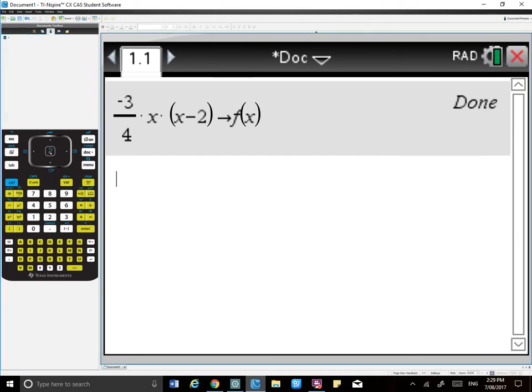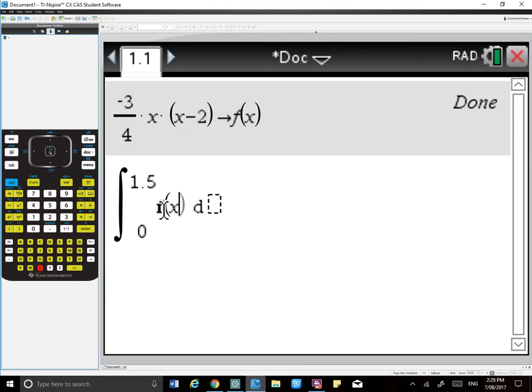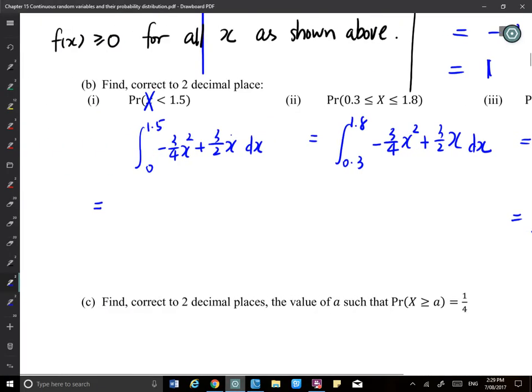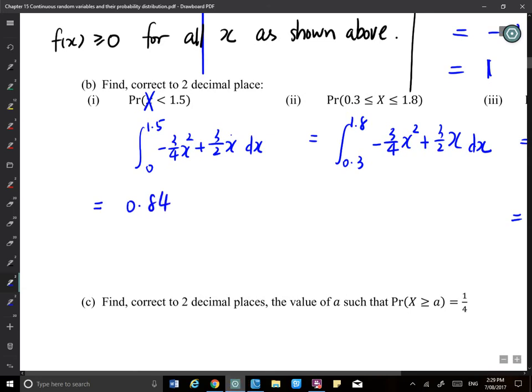Okay, define the function here. Okay, the first one, asking for 0 to 1.5 of this function f(x), and I want to define that value. Okay, that's 0.843. That's 0.84.